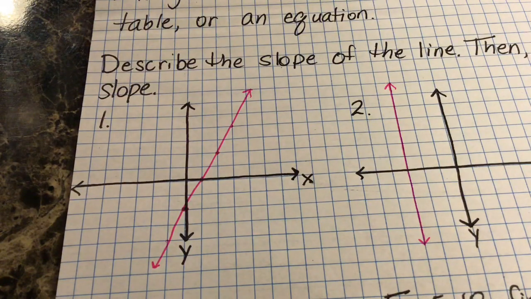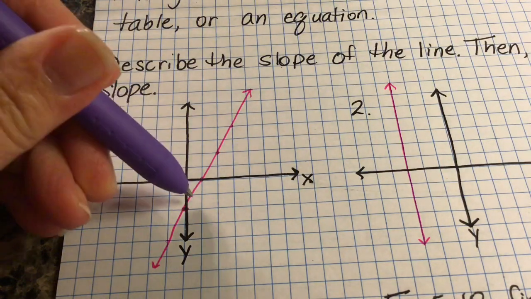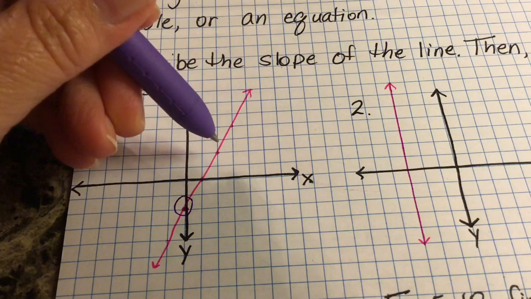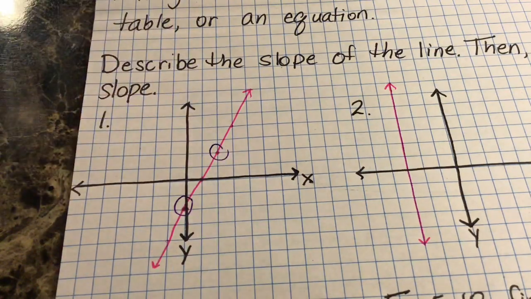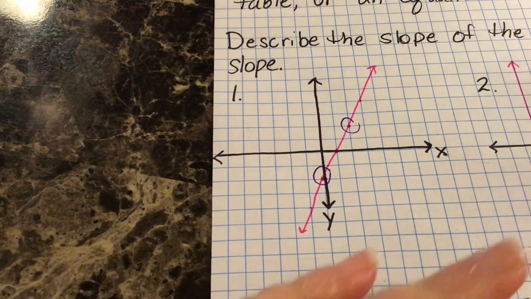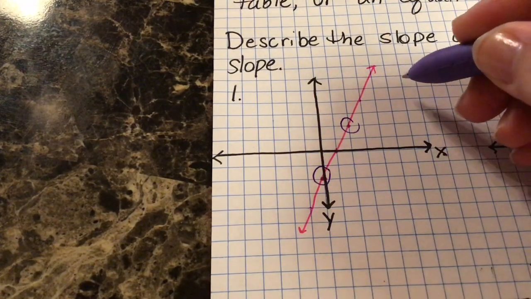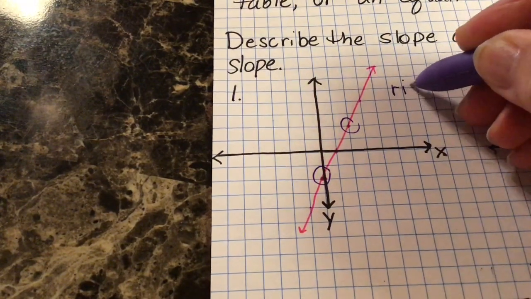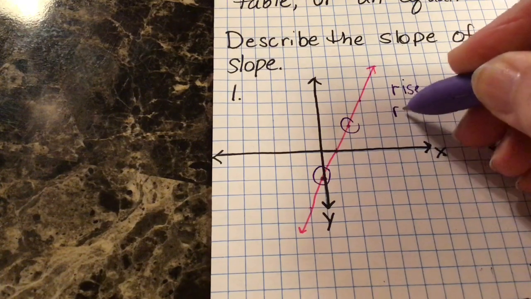Oh, that pen won't write. I'm going to pick this one and this one. It really does not matter which 2 you pick. When you do this, though, you're going to find 2 numbers. You're going to find the number for the rise and the number for the run. Okay, so let me write something up here. So you're going to find the rise and you're going to find the run.